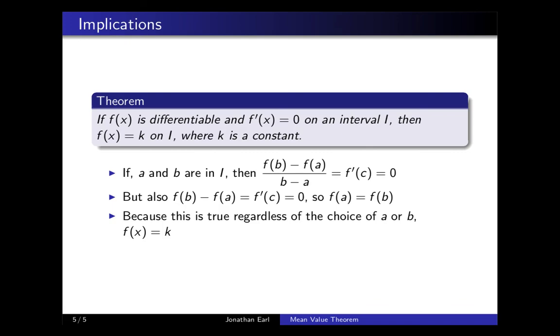But because we made no assumptions about a and b, this result is going to be true for every pair of points in our interval I. So this says that the function f has to be constant on the entire interval I.